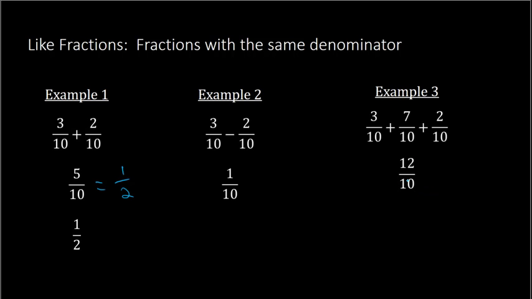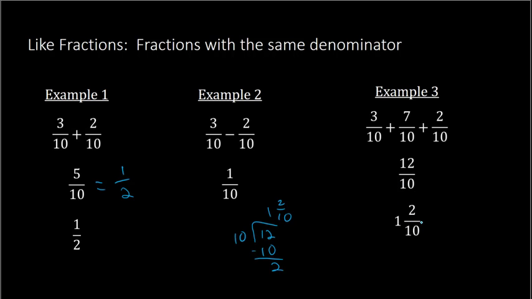Now with this one, this is an improper fraction because the numerator is bigger than the denominator. So what that means is we'd like to convert this into a mixed number. And to do that, remember, we take 12 divided by 10, and we get 1. So 10 goes into 12 one time, and the remainder is going to be 2. So we can write that remainder as a fraction. We write that as 2 over 10. So as a mixed number, this would be 1 and 2/10.